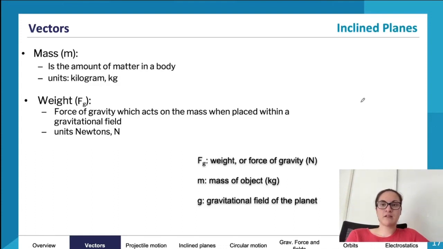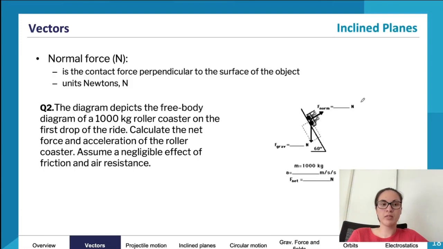So, vectors, inclined planes. Obviously, mass is an amount of matter in a body, and it's measured in kilograms. Whereas we have weight as well, and that is the force of gravity which acts on a mass when placed within a gravitational field. And that is measured in newtons. And we also have a thing called normal force, and normal force is the contact force perpendicular to the surface of the object, and it's measured in newtons. But I think the best way to really learn this topic is to just practice it, and that's what we're going to do at the moment.